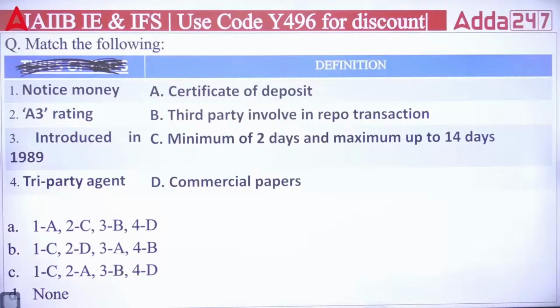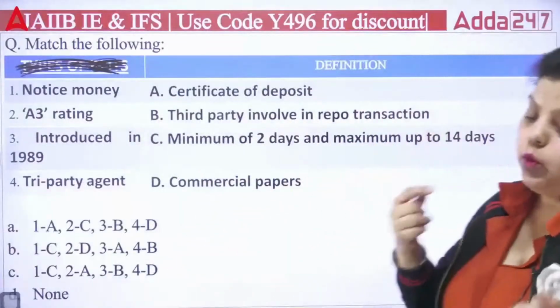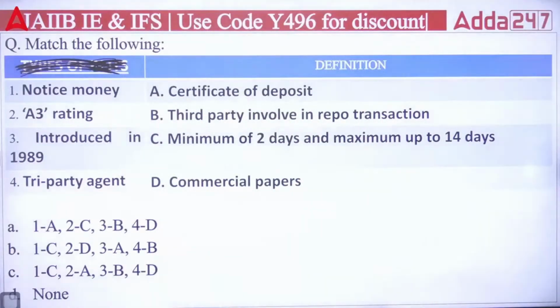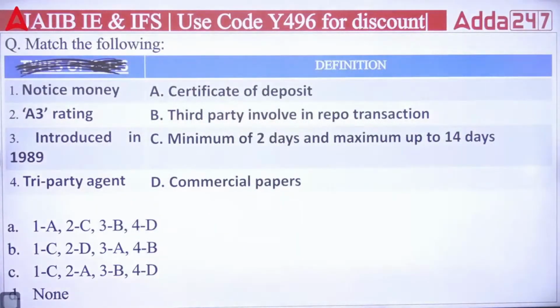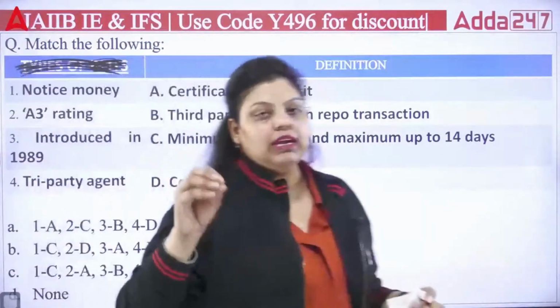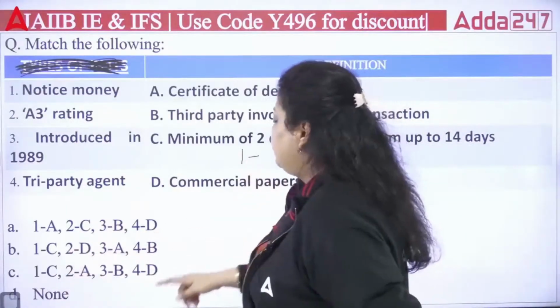So first is notice money. Notice money is the instrument of money market. If we talk about notice money, it is where the banks and financial institutions give loan to each other for a certain period of time. Always make sure when you are answering a match the following pattern question, do use the elimination method. So let's say notice money, I know that it is for 2 to 14 days. Notice money's period is 2 to 14 days. So 1 will be your C option.